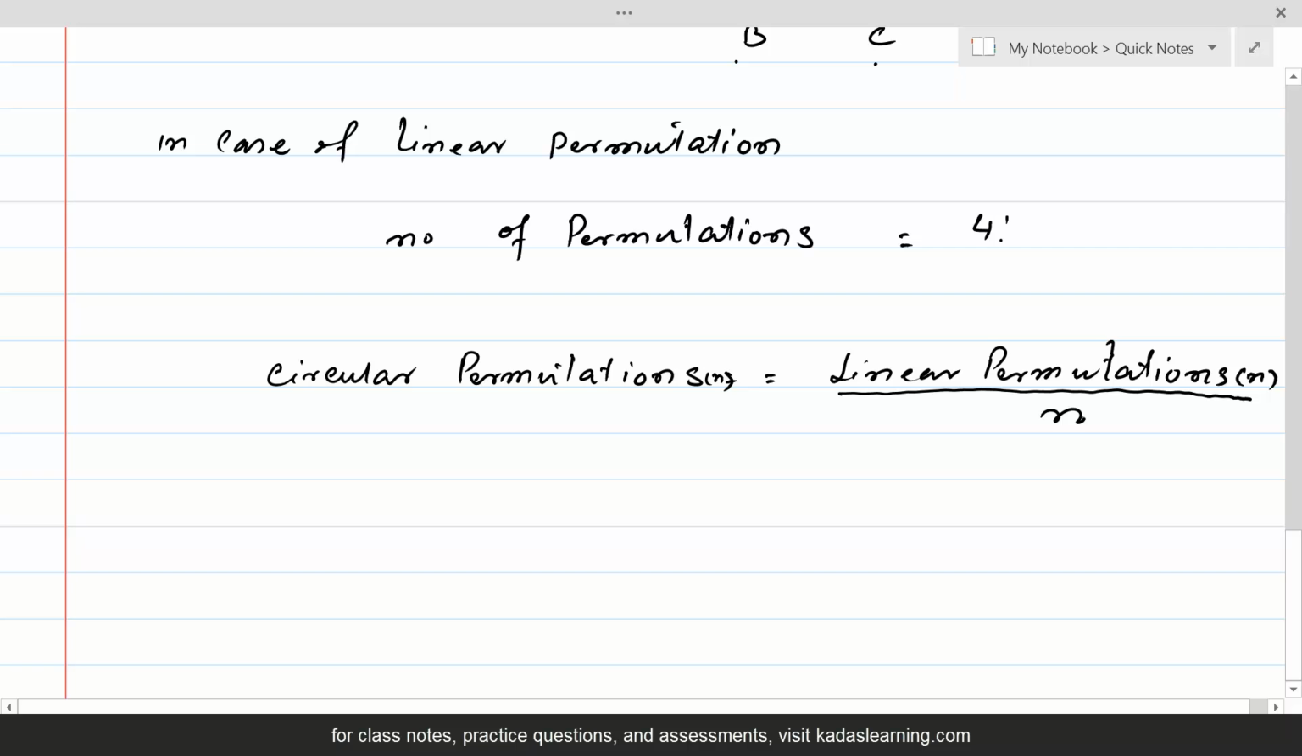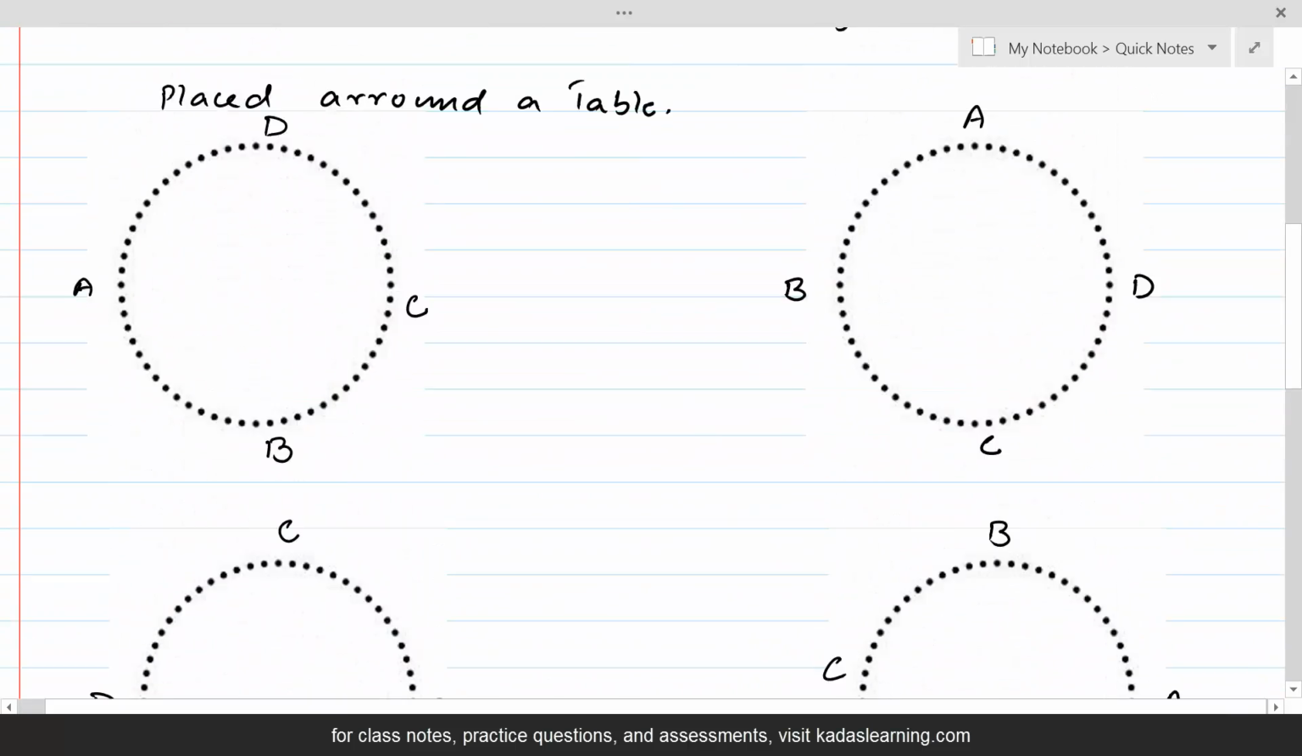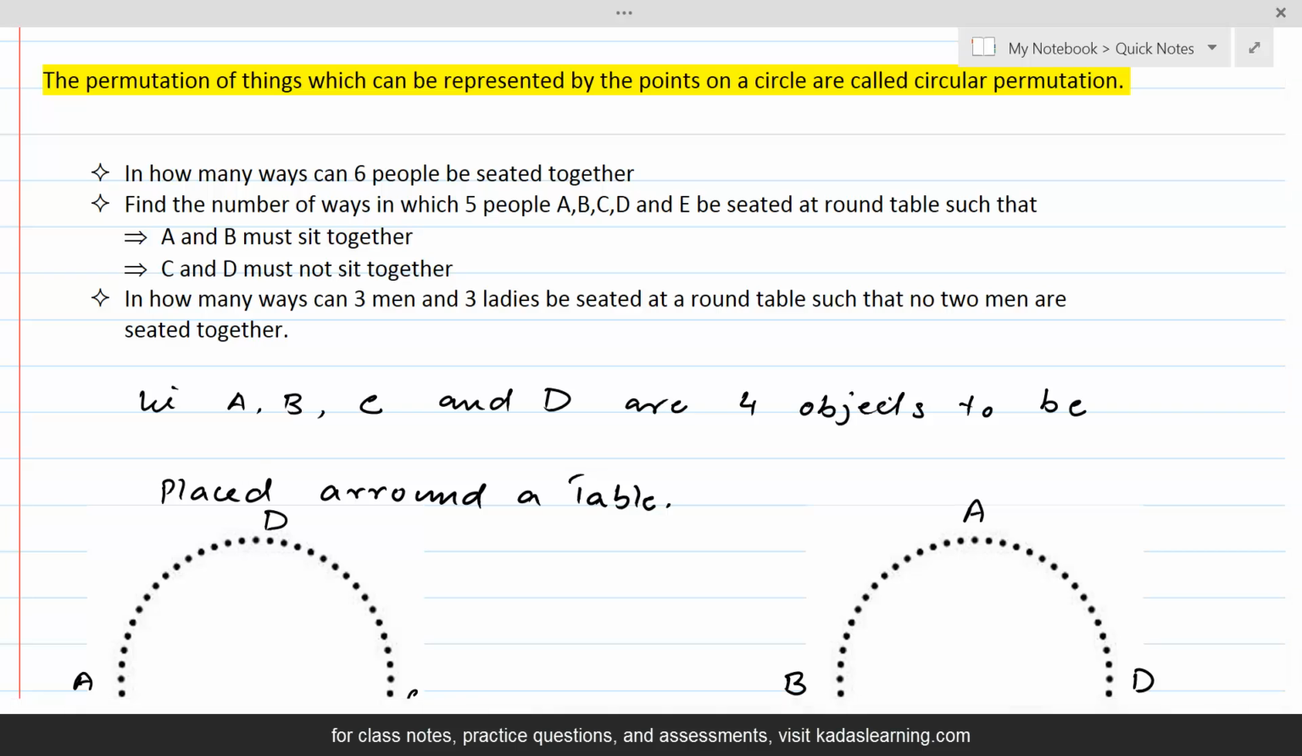So let's do a few questions in order to illustrate the concept of linear and circular permutations. For the first question here, it says, in how many ways can 6 people be seated together along a table or a circular table?